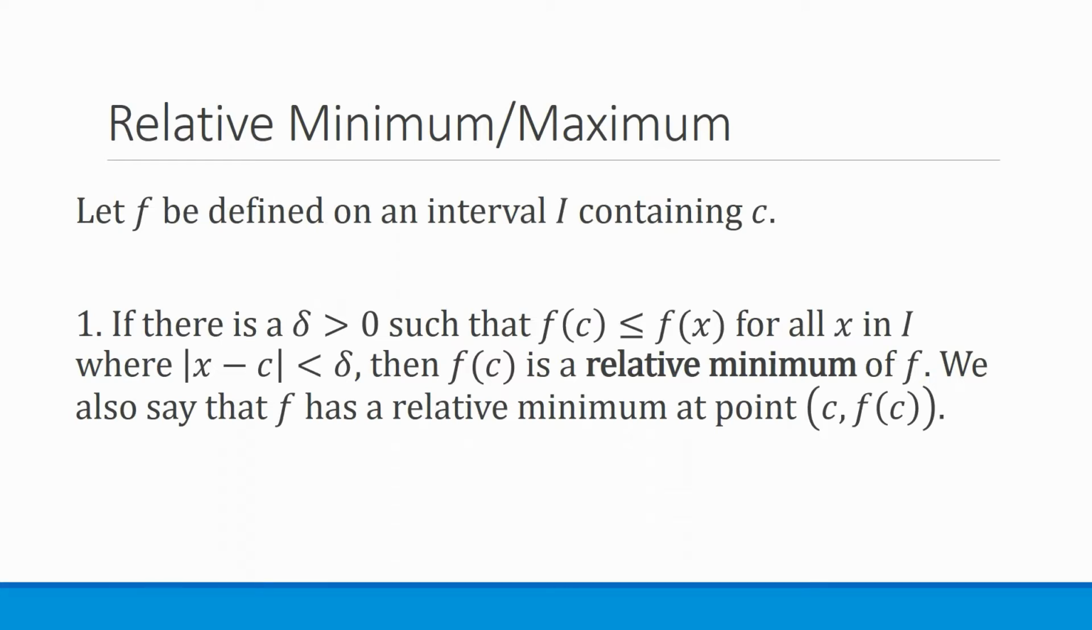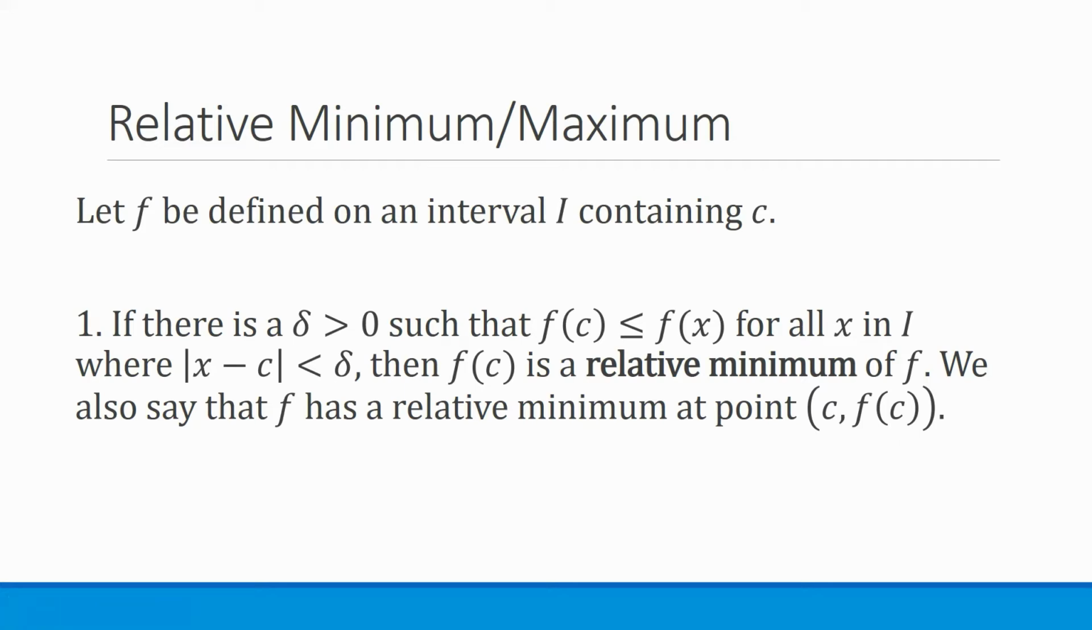Let f be a function defined on interval I containing c. The precise definition of relative minimum is the following. If there is a delta greater than 0, such that f of c is less than or equal to f of x for all x in the interval I, where |x minus c| is less than delta, then f of c is a relative minimum of f. We say that f has a relative minimum at the point (c, f of c).